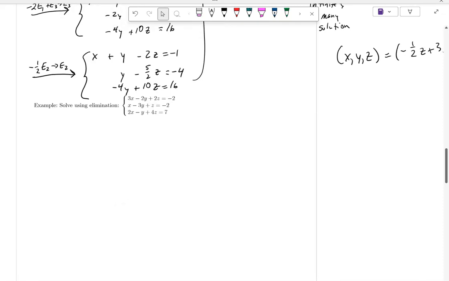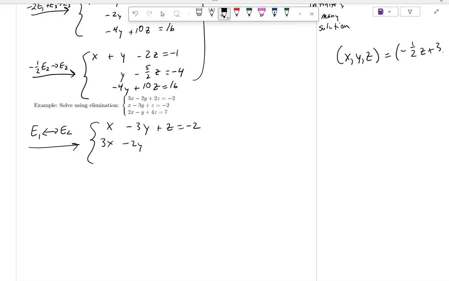Okay? So we'll do, remember our notation for that was E1 and the double arrow and E2. So I'll have x minus 3y plus z equals negative 2. 3x minus 2y plus 2z equals negative 2. And the third equation doesn't change. All right, so now we have a 1x up in the upper left-hand corner. What's our next goal?